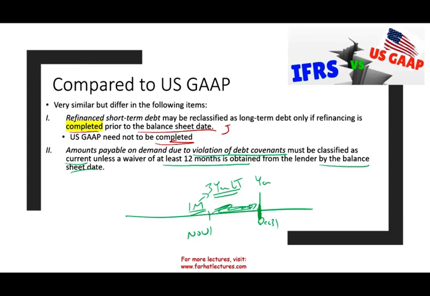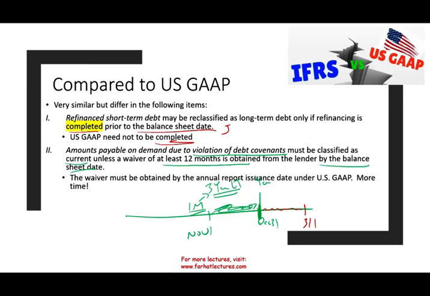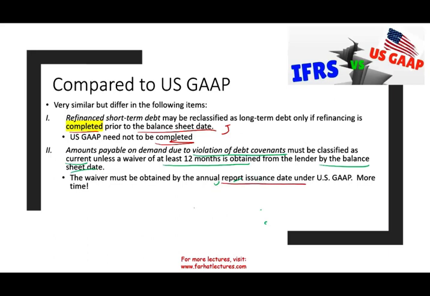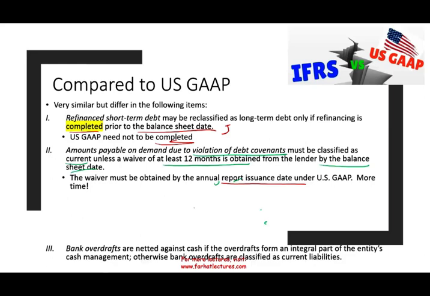Now under US GAAP, they're a little bit more flexible here. Let's assume you're going to issue your financial statement March 1st. You still have this time to get that waiver. So they give you more time. You have to obtain that waiver by the issuance of the annual report. We're assuming it's here and December 31st. So they give you a little bit more time.